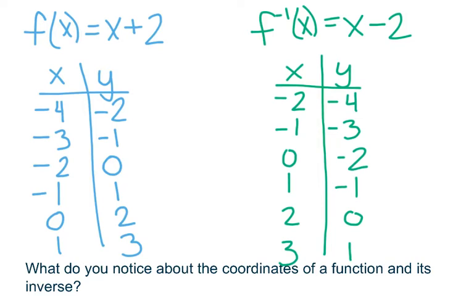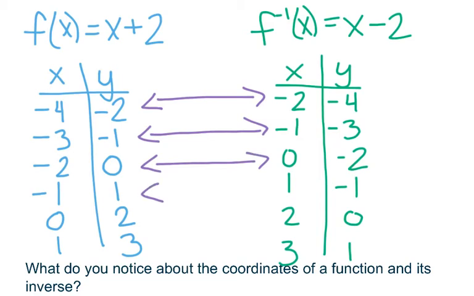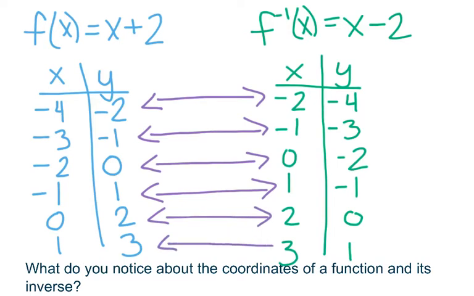I want you to look at these coordinates. What do you notice about the coordinates of a function and its inverse? It went from negative 4, negative 2 to negative 2, negative 4. They went from negative 3, negative 1 to negative 1, negative 3. Hopefully you see a pattern. They're going from negative 2, 0 to 0, negative 2. From negative 1, 1 to 1, negative 1. From 0, 2 to 2, 0. From 1, 3 to 3, 1. What's happening with those coordinates? The x and y coordinates switch.